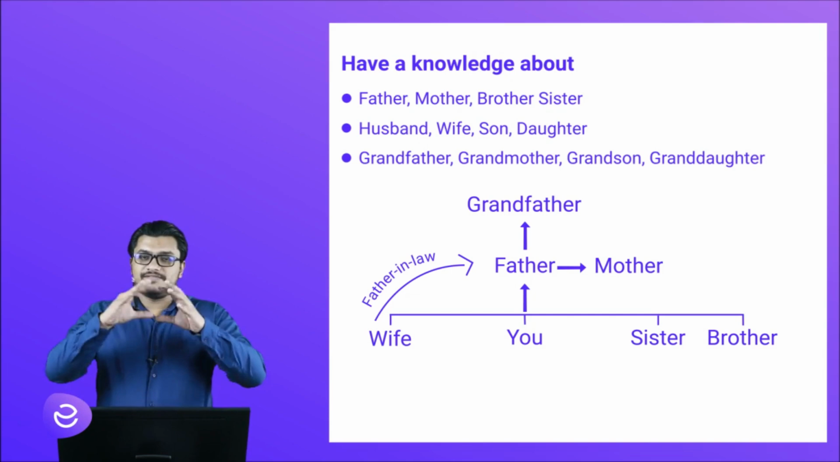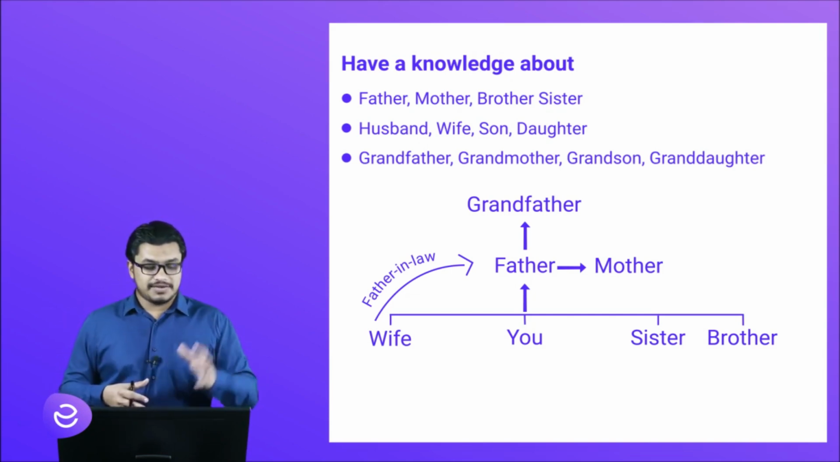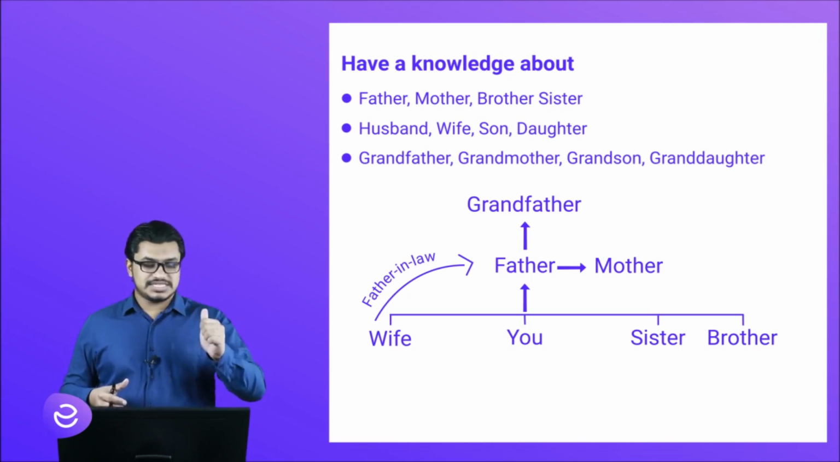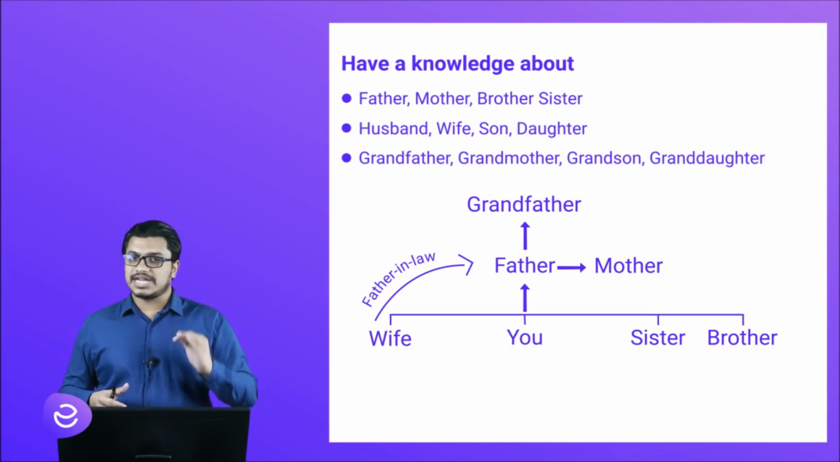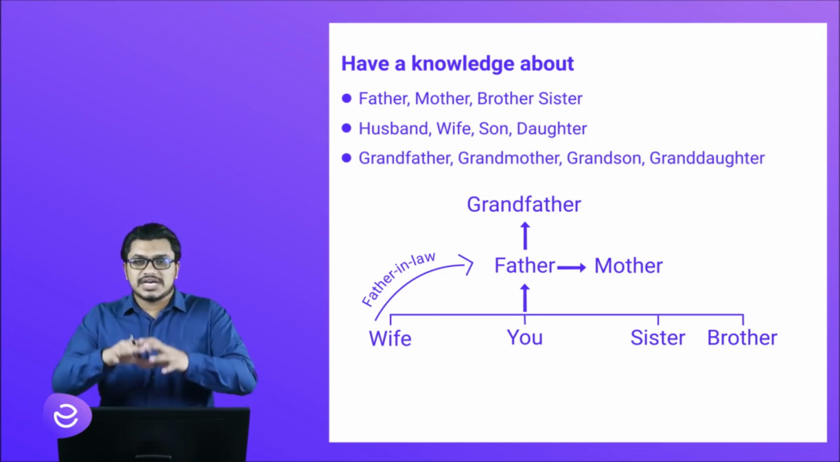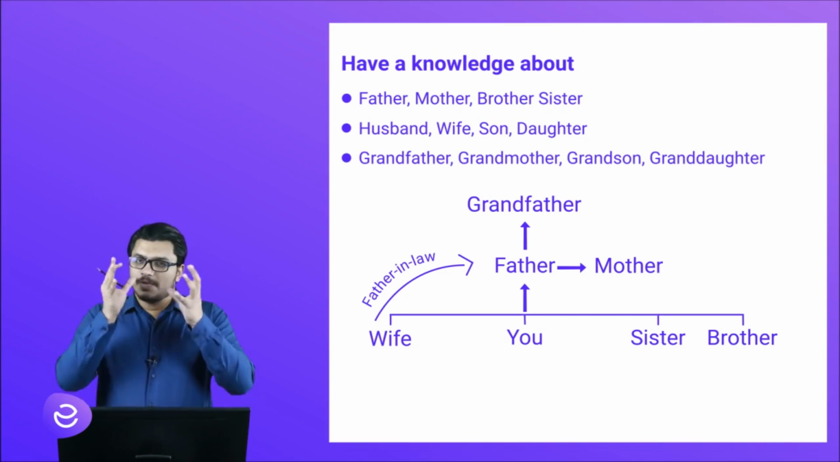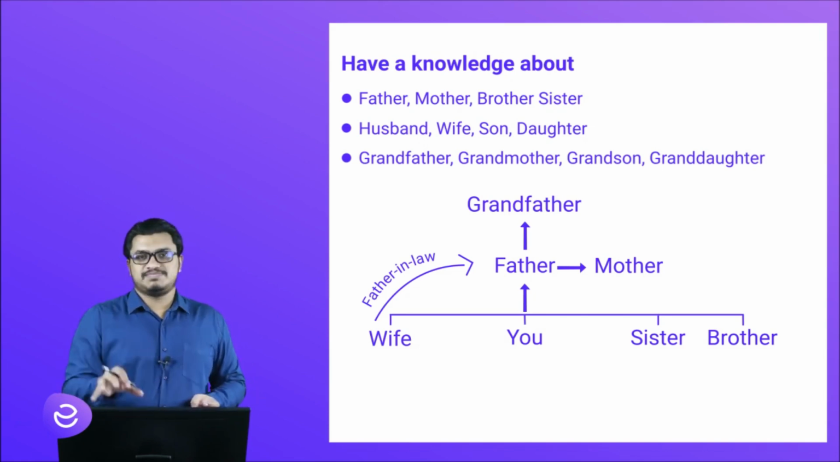These are some very basic, very direct relationships that you have within your family: father, mother, brother, sister, husband, wife, son, and daughter, grandmother, grandfather, granddaughter, and grandson. These are the very direct relationships within your family, so you'll have to have a very clear idea about who these people are.